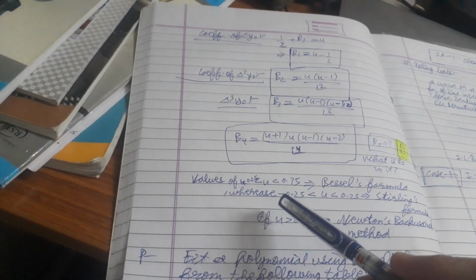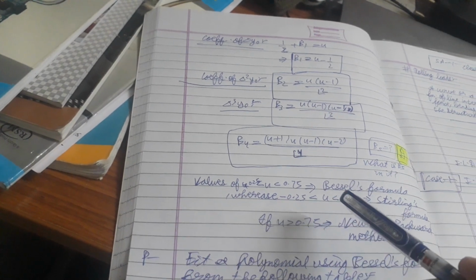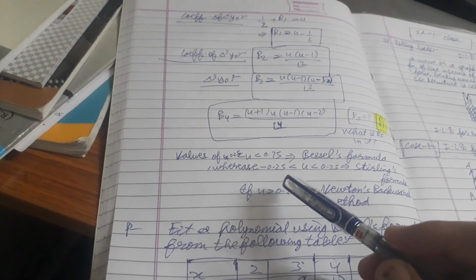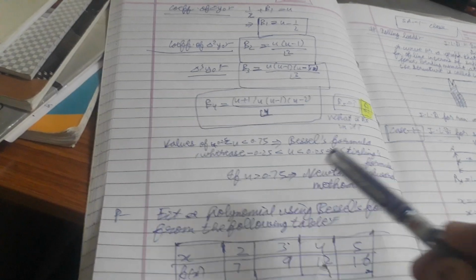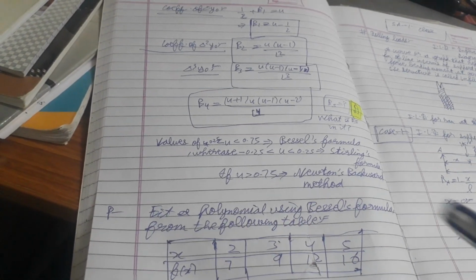When u lies between 0.25 and 0.75, use Bessel's formula. Whereas when u lies between minus 0.25 and 0.25, use Stirling's formula. If u is greater than 0.75, then use Newton's backward method.